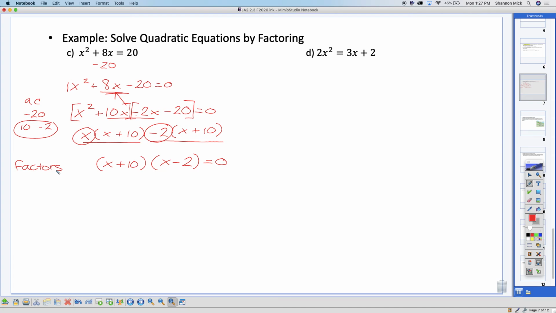So when I set them equal to 0, I have 2 individual equations. On the left, I would subtract 10, so I'd have x equals negative 10. On the right, I would add 2, so I have x equals 2. So what are these things called? Those are called zeros, or solutions.